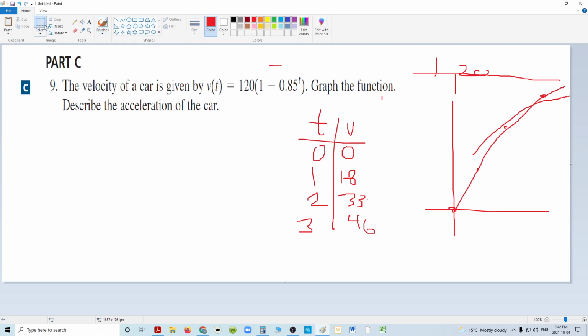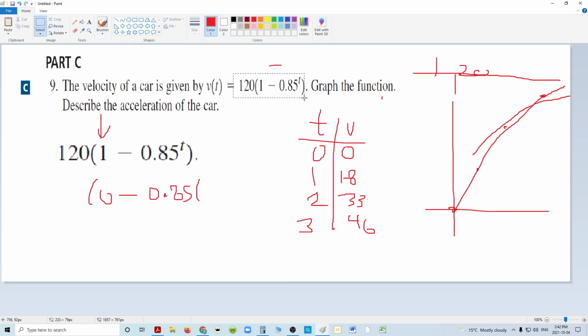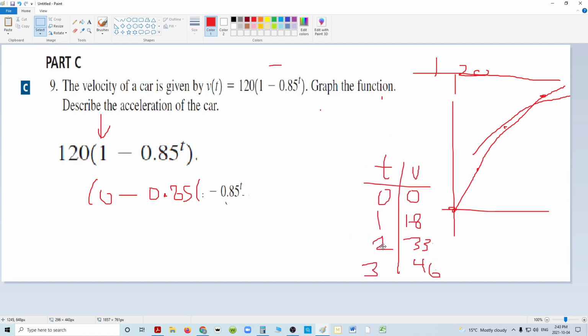Let me figure out the acceleration of the car. It is the derivative of that. The derivative of this is 0. The derivative of this is minus 0.85 times the overall function of this part times itself, times the derivative of t, which is 1.